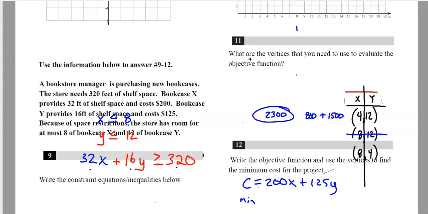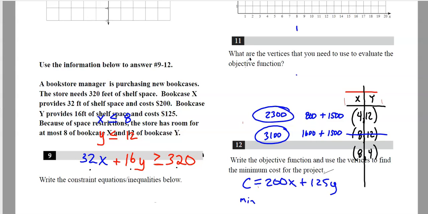Well, 8, 12 is automatically going to be more, so I don't need to really do 8, 12. I could if I wanted to. That'd be $1,600 plus $1,500, which would be $3,100. But who wants to maximize cost? That's not smart. And then I have 8, 4.